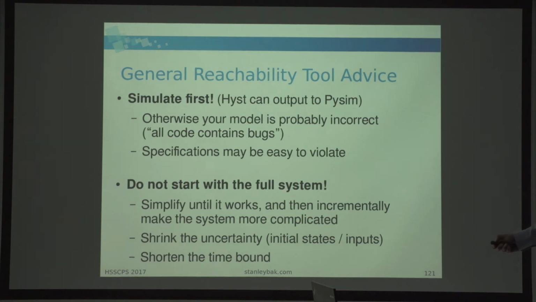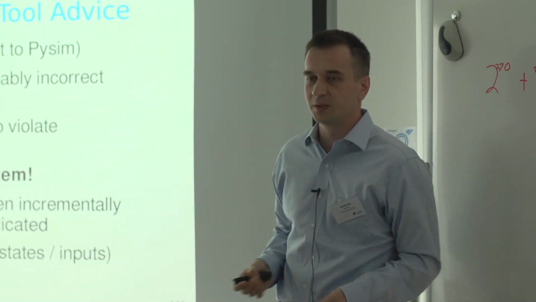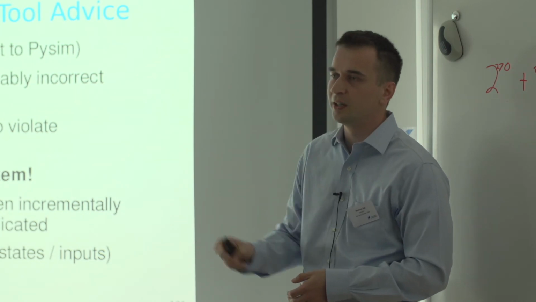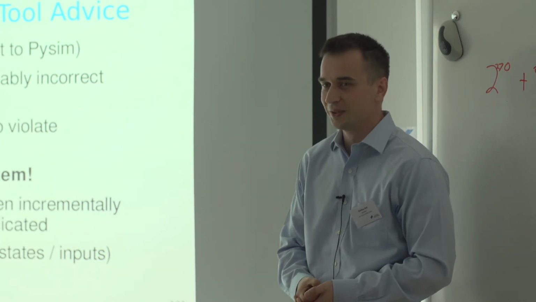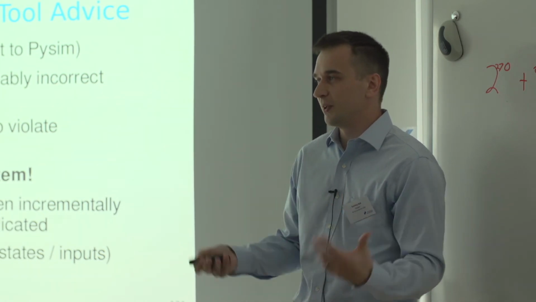Don't start with the full system. I've seen this a lot in industry where they want to use SpaceX, so they model their whole big system in SpaceX. They spend a lot of time, they hit run, and nothing happens, right? So start with a small system and then build it up incrementally over time.